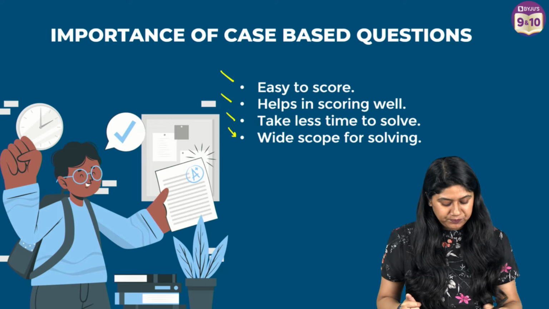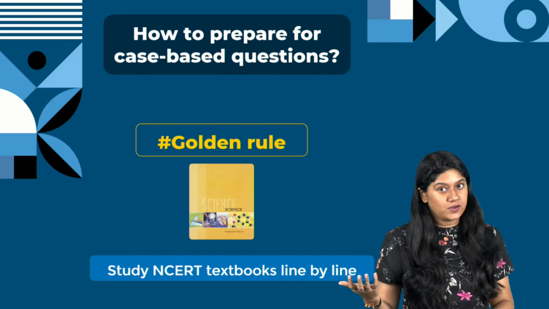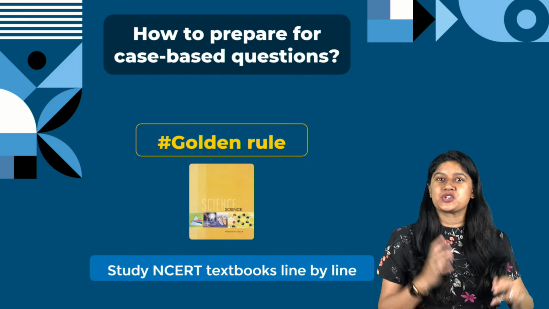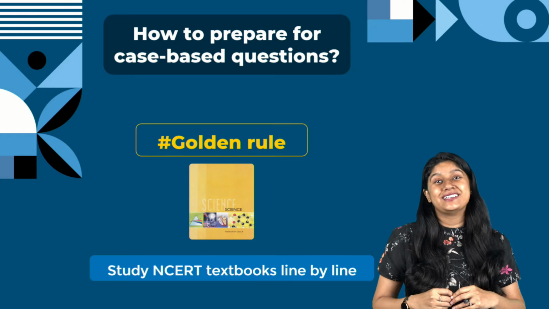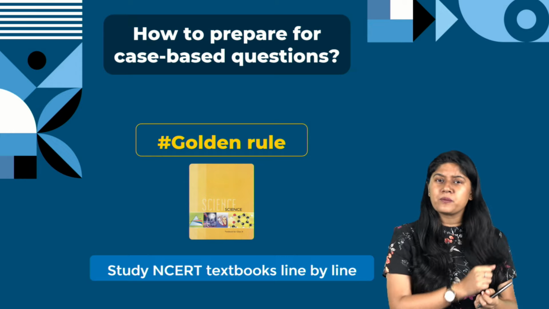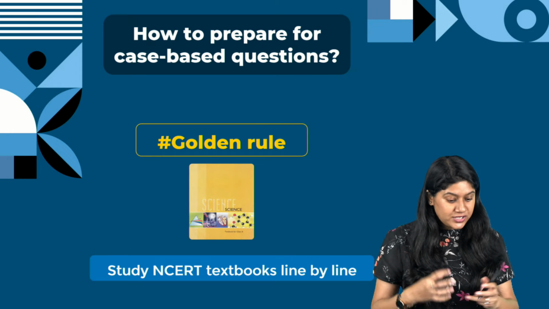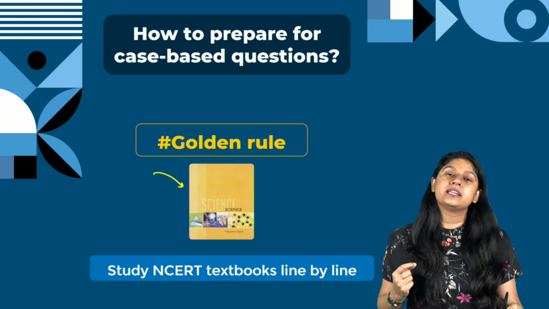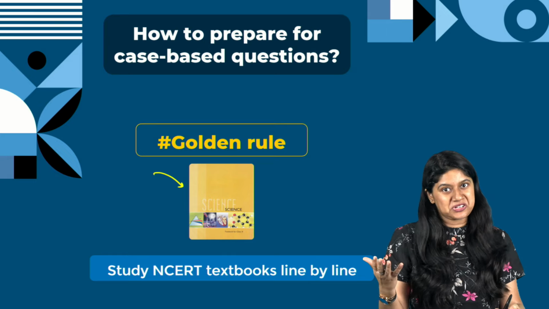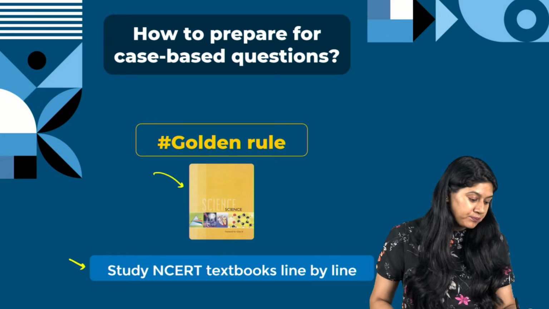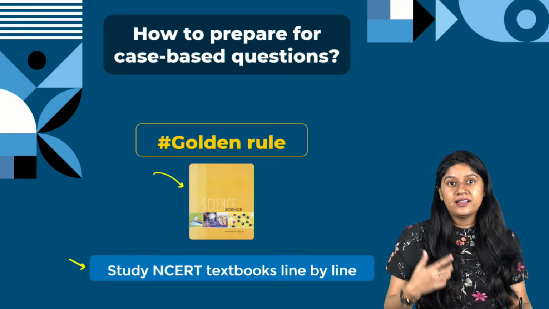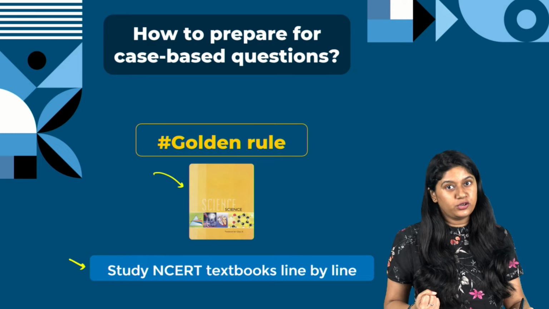Now, from where can we study them? We have only one resource. The golden rule in the CBSE board examination is to read from the NCERT. Read the chapter thoroughly and I'm sure you'll be able to cater to all the questions that will come in the case-based study. So this is very important. Read the NCERT line by line. That will give you an understanding of the content.